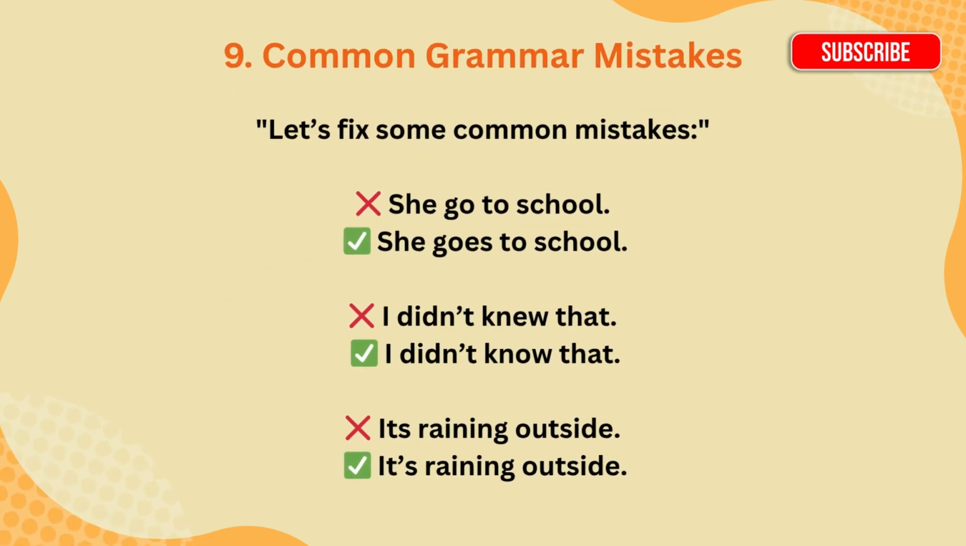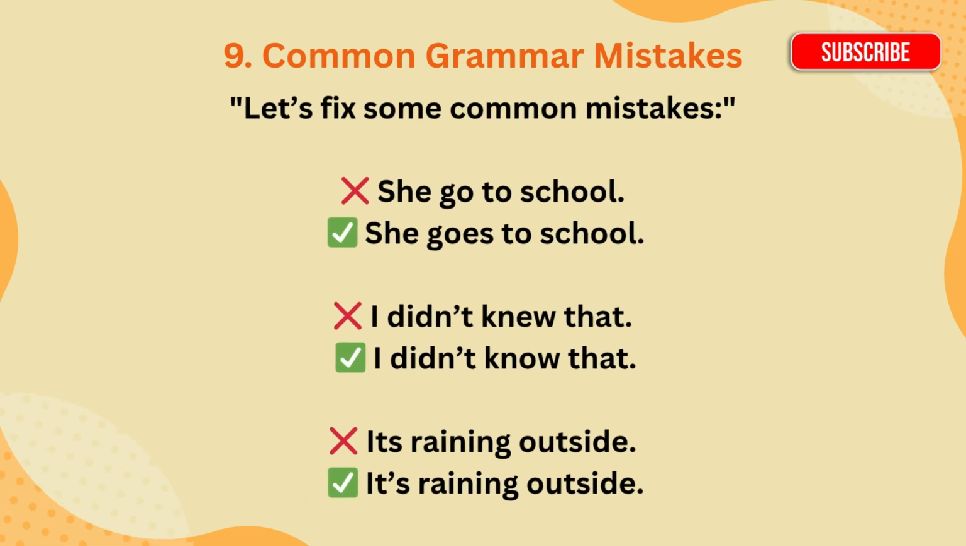9. Common grammar mistakes. Let's fix some common mistakes. Cross mark: she go to school. Check mark: she goes to school. Cross mark: I didn't knew that. Check mark: I didn't know that. Cross mark: it's raining outside. Check mark: it's raining outside.